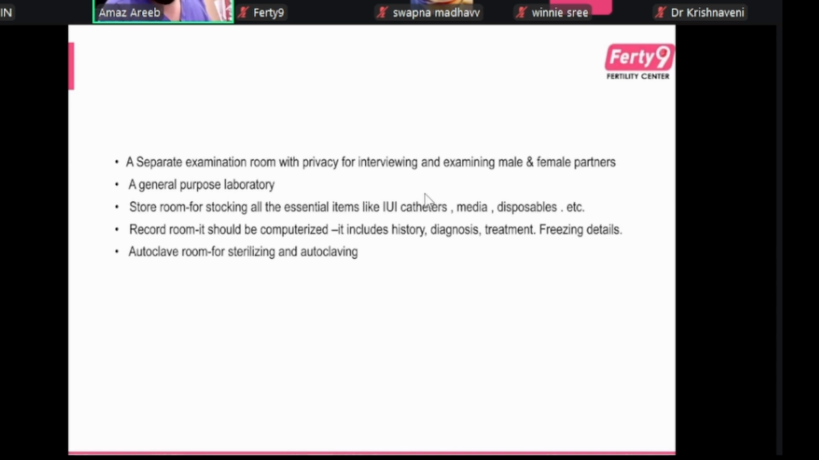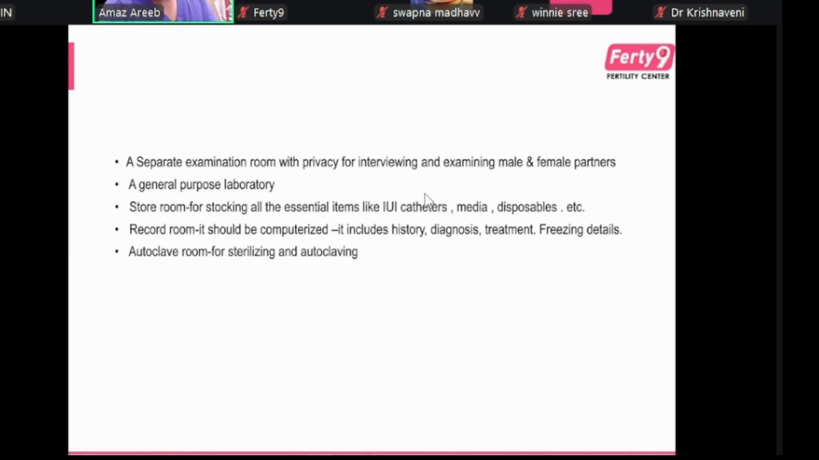So it is always advised to use latex-free and powder-free gloves, if you have that as an option. Obviously there is a cost incurred for that, but it is always advised to use a powder-free latex-free glove.